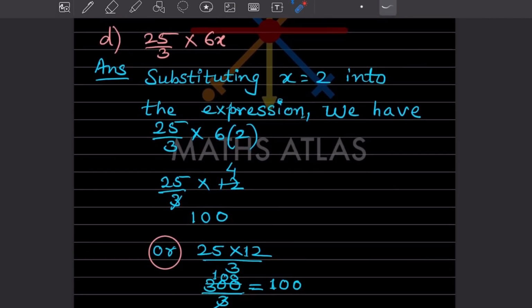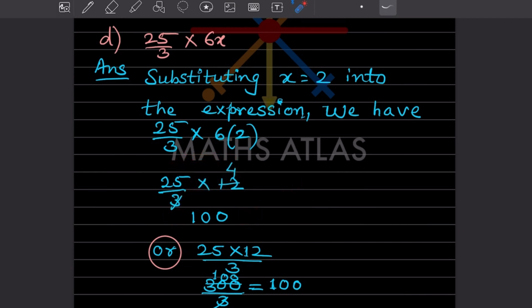Now the next problem says 25 by 3 into 6x. 25 by 3 into 6x, and x is 2. So in place of this x, we are going to put 2. So 25 by 3 first we'll write as it is. And 6 twos are 12 over here. So now what is there here? This is multiplication over here. So what can we do? First we can simplify. 3 ones are 3 and 3 fours are 12. So now these both are in the numerator, right? So 25 fours are 100.